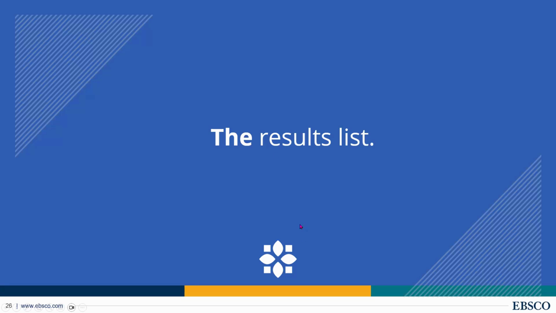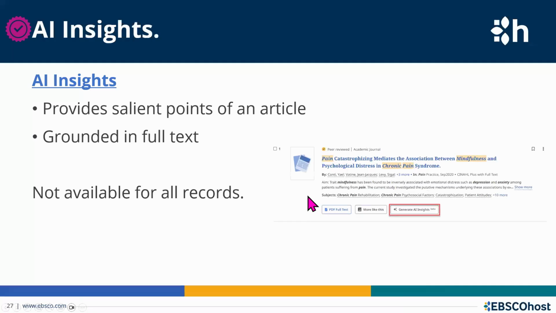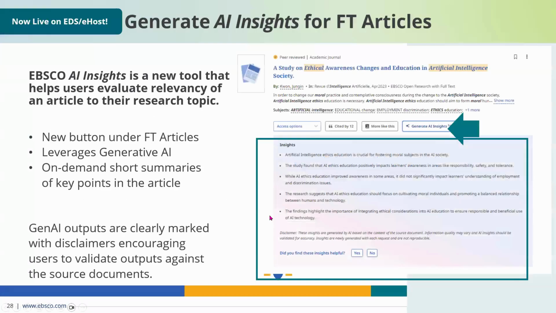So I'm now going to have a look at the result list. This is going to provide a few little features for you. I mentioned a little bit earlier, we also have an AI insight that will help you identify the relevance of a piece of research to a research topic or question. Please note that these are not available for all records. You'll see them on some, but not all. And once you click on Generate AI Insights, it will then generate an insight here based on the full text.